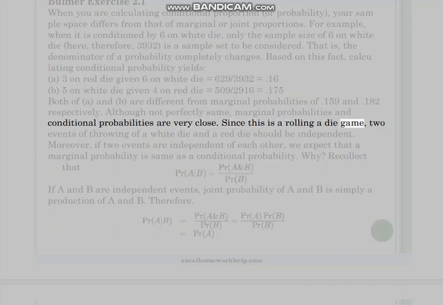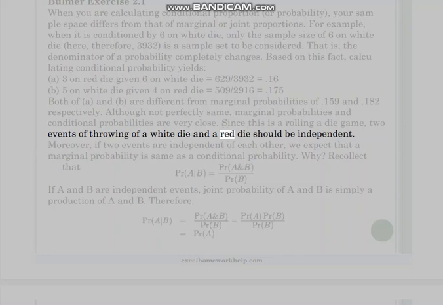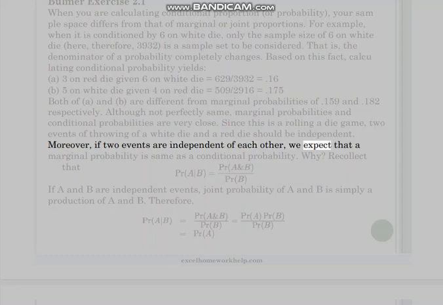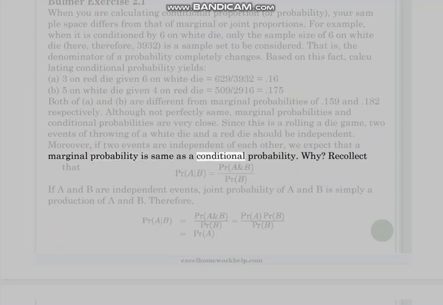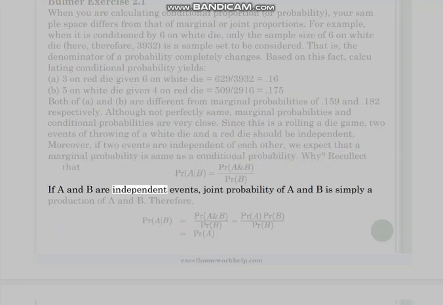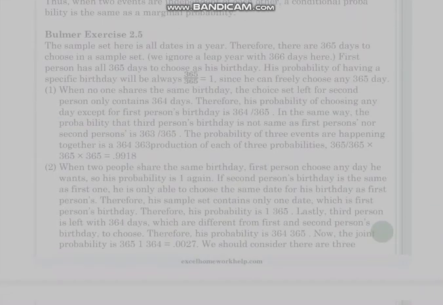Since this is a rolling a die game, the two events of throwing a white die and a red die should be independent. Moreover, if two events are independent of each other, we expect that a marginal probability is the same as a conditional probability. Why? Recollect that if A and B are independent events, the joint probability of A and B is simply a product of P(A) and P(B). Therefore, P(A given B) equals P(A). Thus, when two events are independent of each other, a conditional probability is the same as a marginal probability.